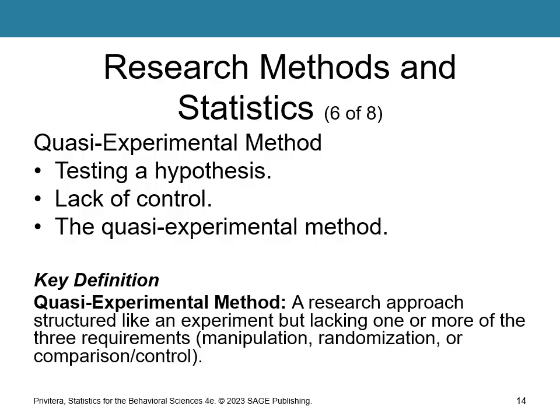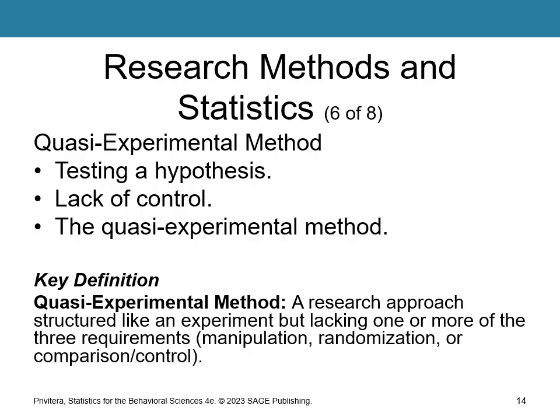Not all research can meet all 3 experimental requirements. When a study looks like an experiment but is missing 1 or more requirements, we call it a quasi-experiment. So let me give you an example. Suppose we want to test whether college graduates value education more than people who didn't attend college. We recruit participants and divide them into 2 groups: those who attended college, group college, and those who didn't, group no college. Everyone completes a survey about how much they value education.